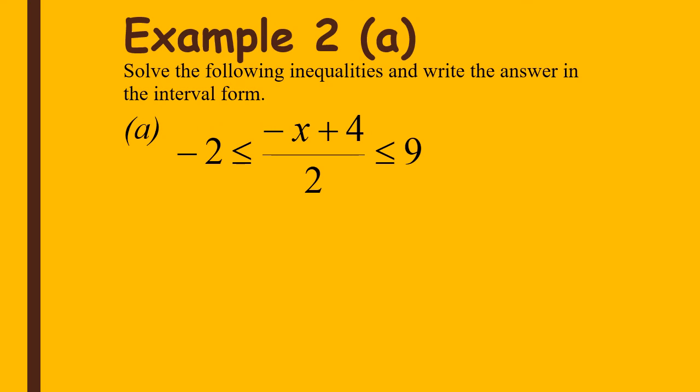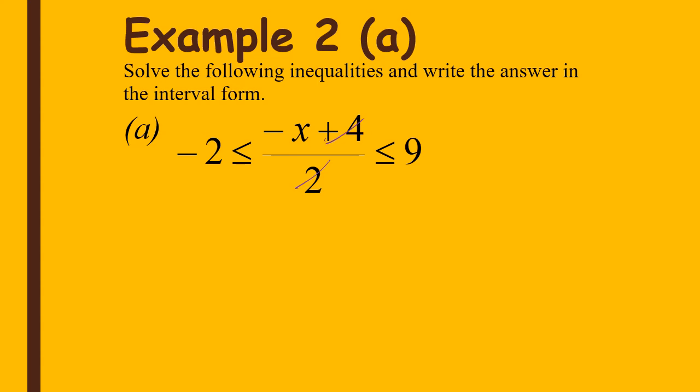So next example, question number 2a. Solve the following inequalities and write the answer in the interval form. Okay, so interval form means in the form of brackets. So we have this question: negative 2 less than or equal to negative x plus 4 all over 2, less than or equal to 9. So we have two inequality signs. So what we want to do is to let the x be in the center. So we have to eliminate this plus 4.